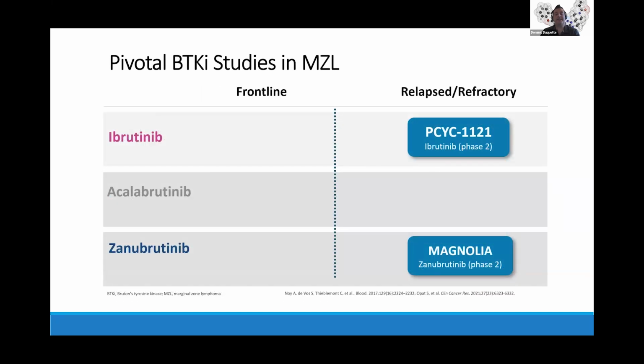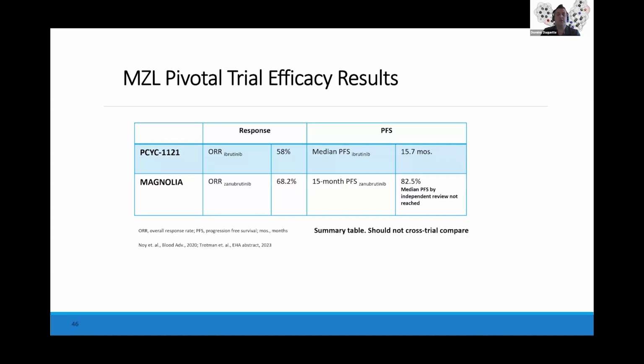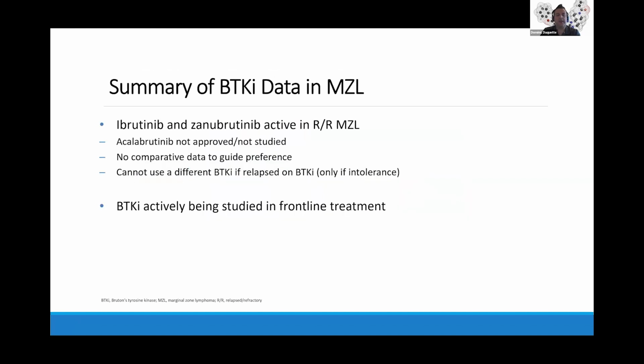Now, there are not many studies. Only ibrutinib and zanubrutinib have been studied, only in phase 2. And about the response rate, well, we get about 60%. We don't have a long follow-up for the PFS, but BTKis can be used for that, but only the two, ibrutinib and zanubrutinib. Acalabrutinib is not approved. We don't have any comparative data for that.